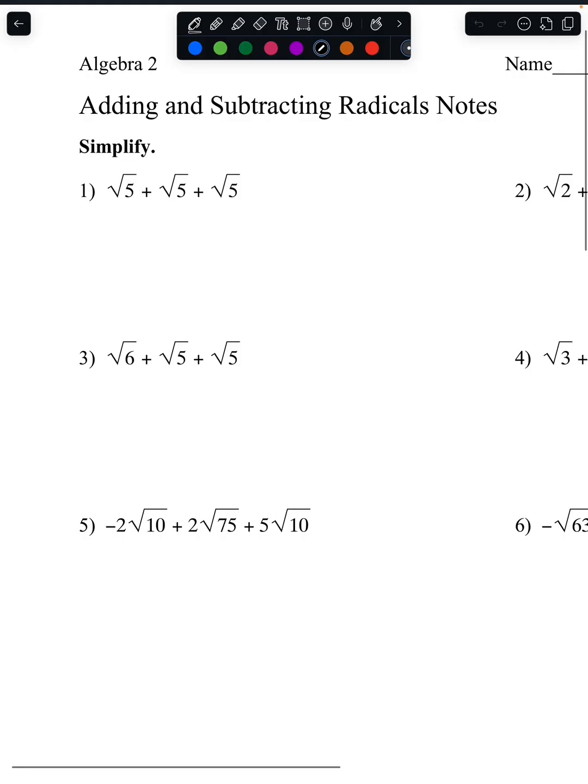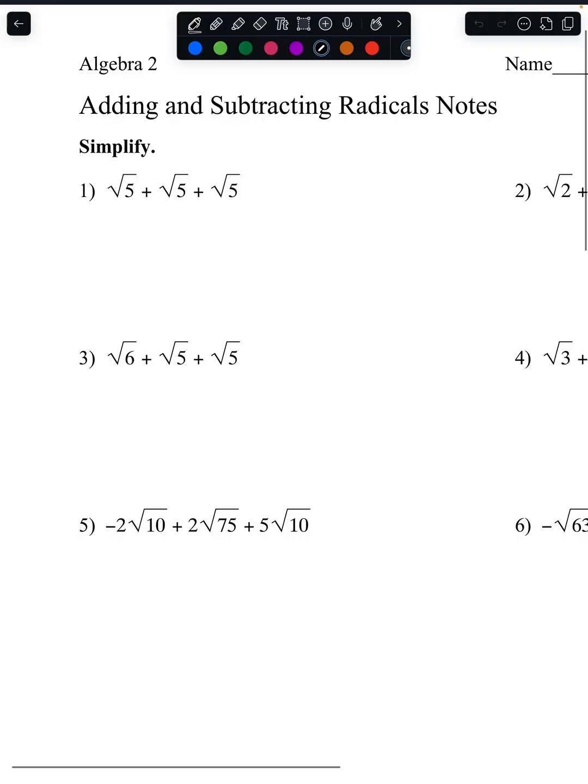What's up, my people? In this video, we will be adding and subtracting radicals. And the main thing to remember is number one, that you can't add or subtract radicals that are not the same under the radical. Also, you want to always break them down to the simplest form.